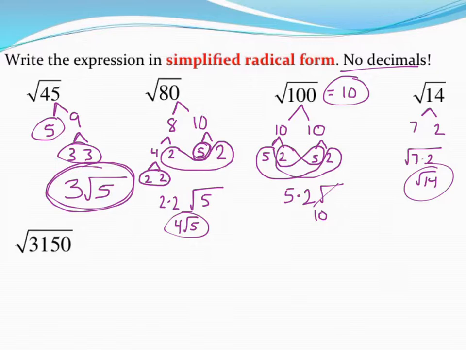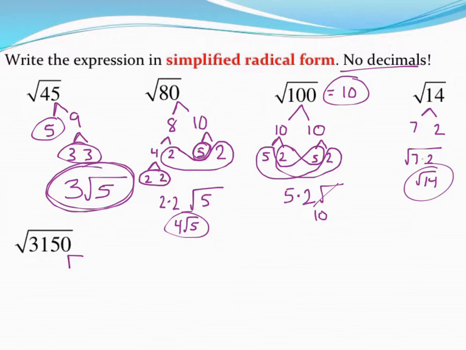Okay, if you want to pause the video, this would be a good time to pause and try the square root of 3,150. The number's big, but just be careful with your factor tree. You shouldn't have any issues with it. Remember, pairs go out, singles stay in. If you want to watch it, I'll just go ahead and do it. Otherwise, I'd recommend you pause it and try it.